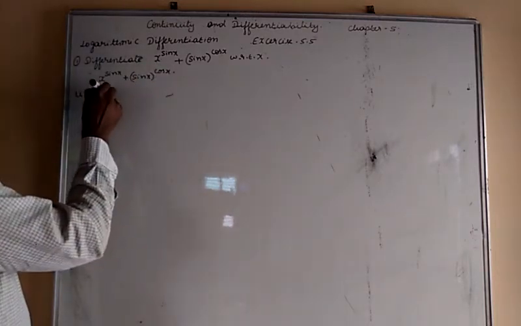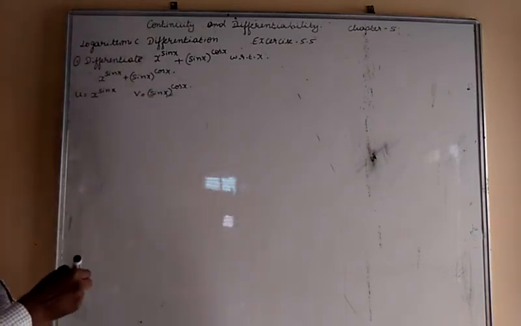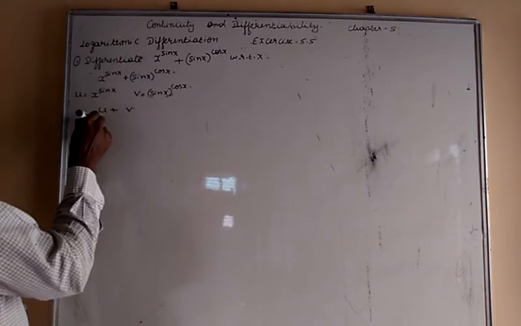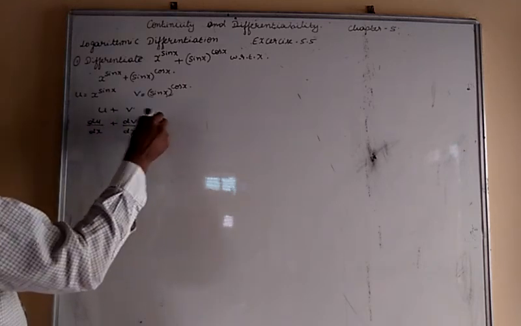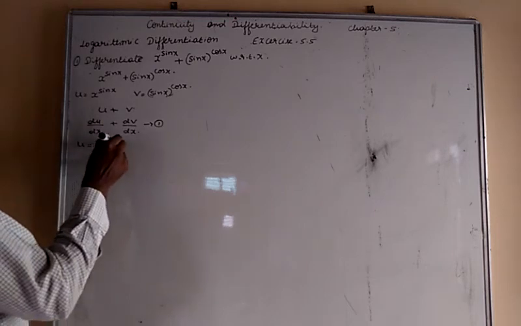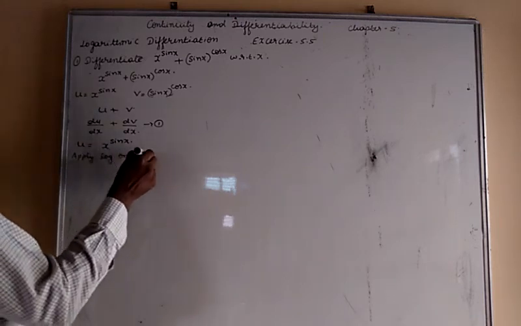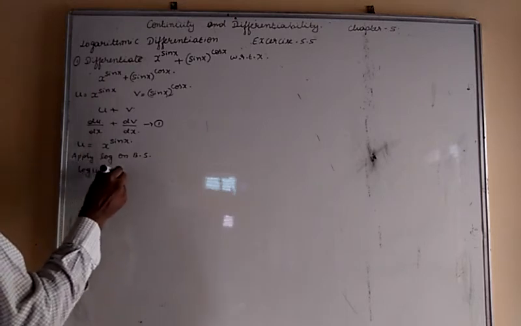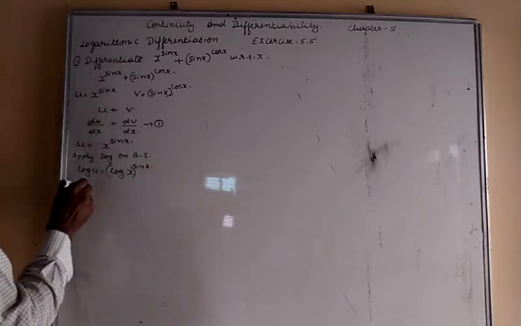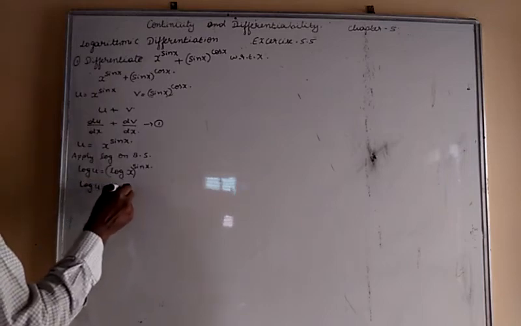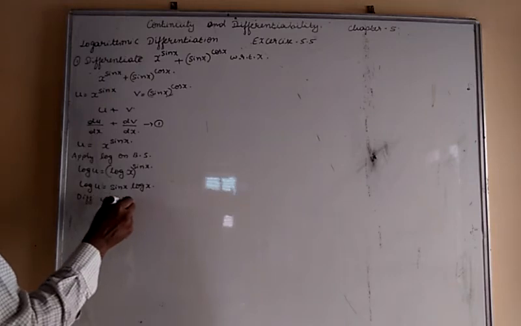u is equal to x to the power of sin x, v is equal to (sin x) to the power of cos x. Okay, so u plus v, differentiation of u with respect to x, differentiation of v with respect to x, this is 1. So u is equal to x to the power of sin x, apply log on both sides. Log u is equal to log of x to the power of sin x. So log u is equal to sin x into log x, then differentiate with respect to x.